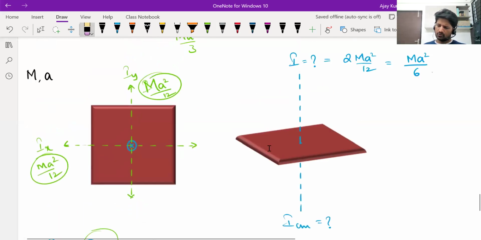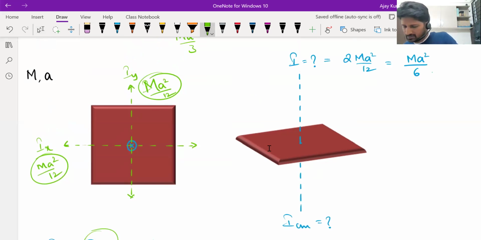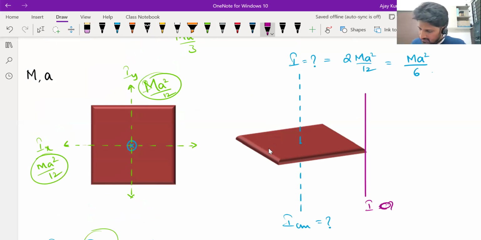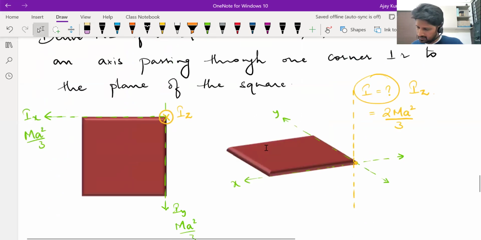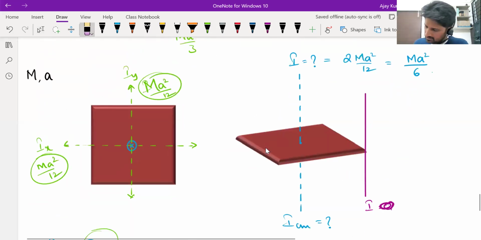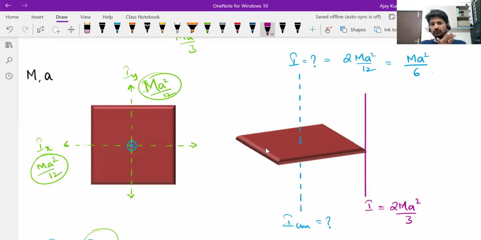Let's see. Do we know the moment of inertia about any parallel axis? Yes. In the last problem that we solved, we know the square's moment of inertia about this axis. So I is known to us. And how much was it in the last problem? 2 ma square by 3 is what we got. And from this you have to derive ICM. So it's the reverse application of the parallel axis theorem. You can do that also.